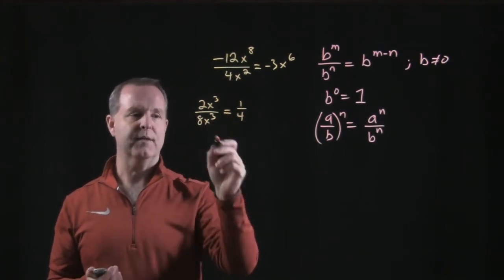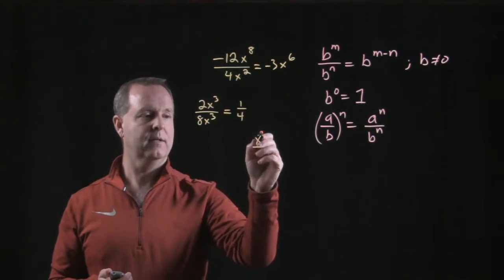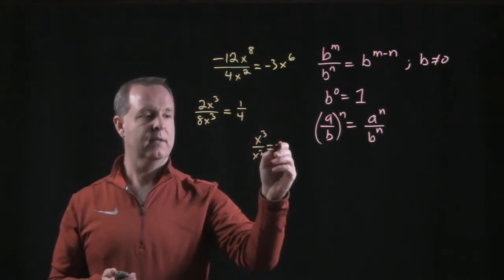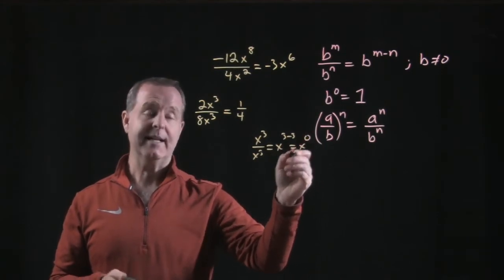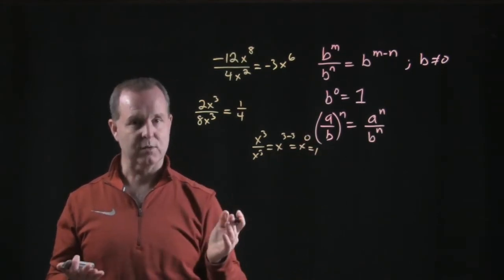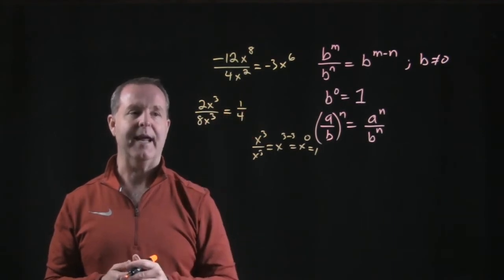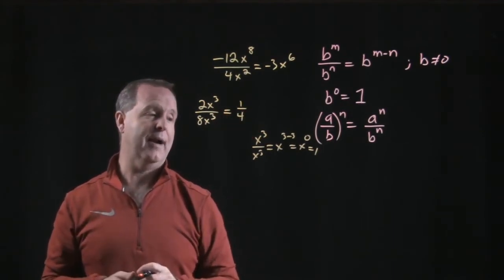You don't really have to on this one think about x cubed divided by x cubed being x to the 3 minus 3, which equals x to the 0. Anything to the 0 equals 1. So this problem right here, the x cubed and the x cubed, they factor out.